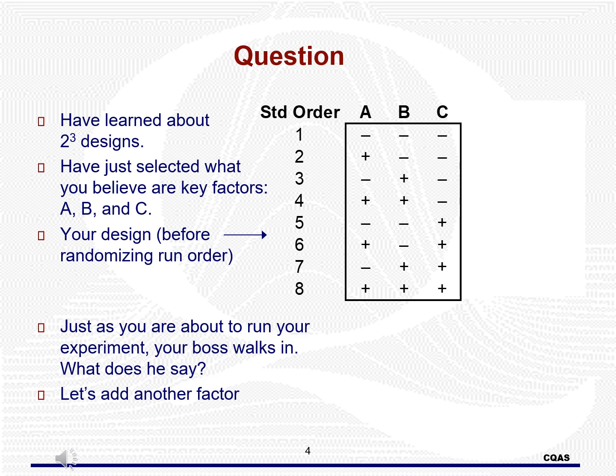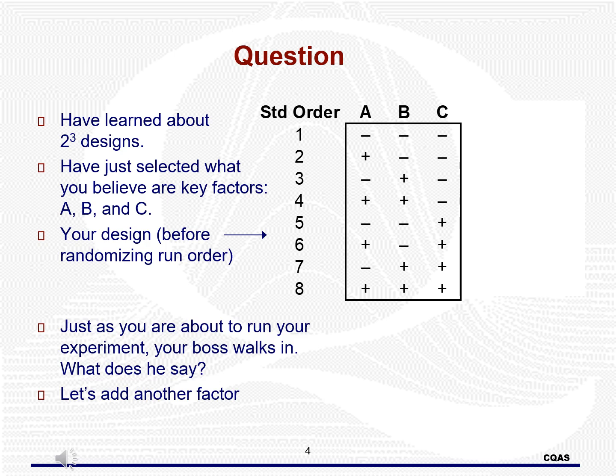Now right before you are about to run this design, your boss comes and tells you that we need to add another factor, but we can't increase the number of runs. How are we going to add this factor? What should the levels be? We know that we need to have the same number of pluses and minuses, so here are some possibilities. How do we decide which one to use?